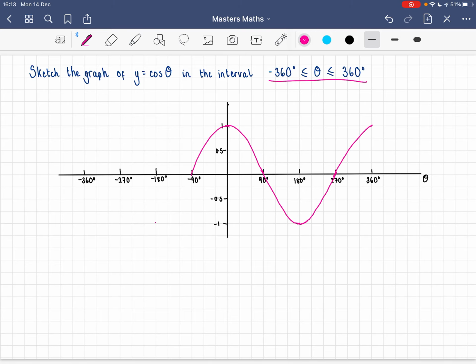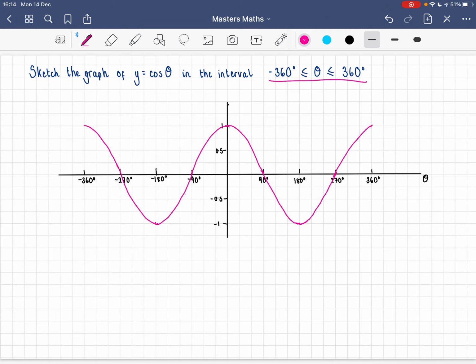So again, at -180, it is going to go down to -1. It is going to go back up through -270, and then we'll reach 1 again once we get to 360 degrees. And that is my graph in that particular interval. That is what the graph looks like.